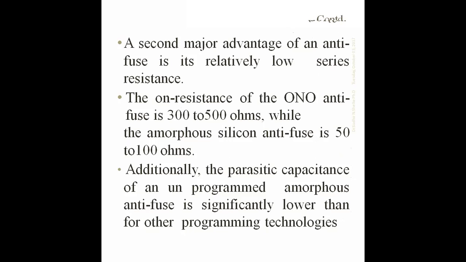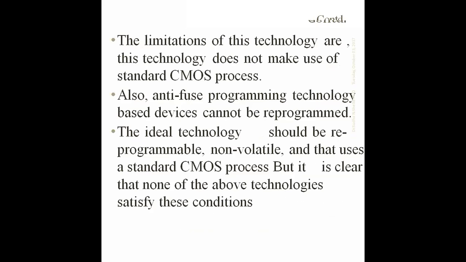The on resistance of the device is low, 300 to 500 ohms, while in the silicon wafer it is 50 to 100 ohms. Additionally, the parasitic capacitance of an unprogrammed antifuse is significantly lower than that of the other programmable technologies. The limitation of this technology is that it does not make use of the standard CMOS. Antifuse will not use the CMOS technology.